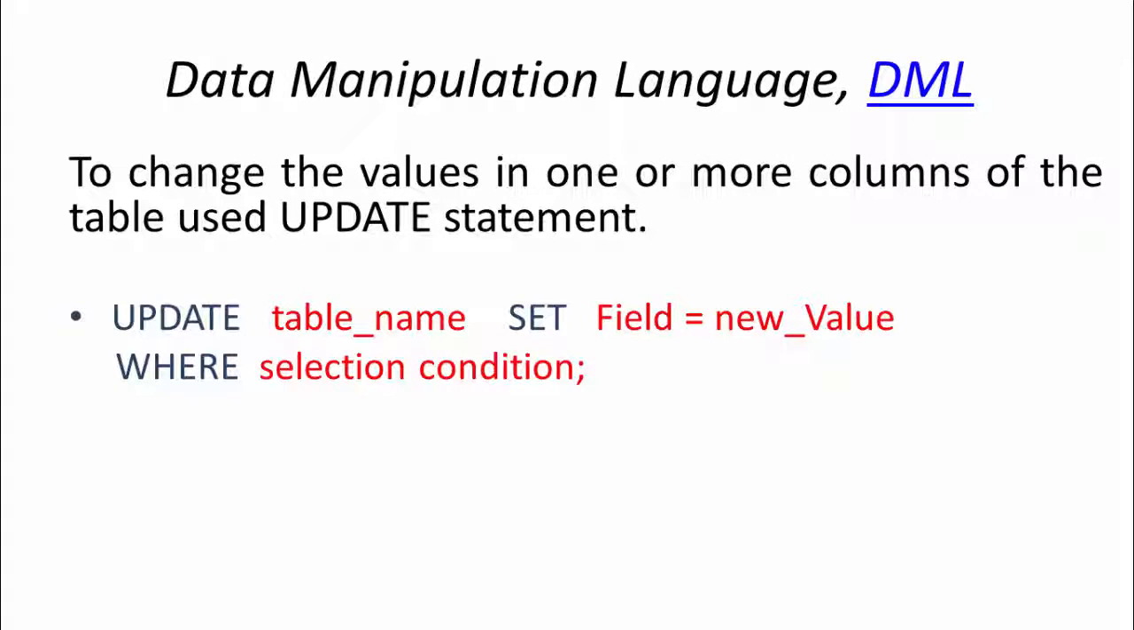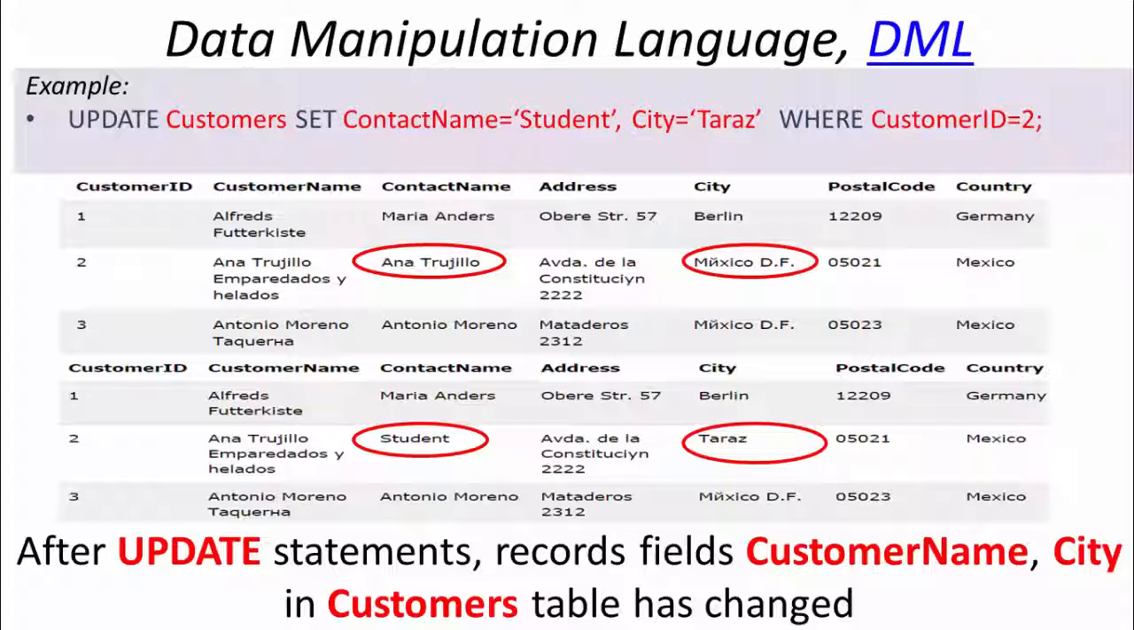Second operator. To change the values in one or more columns of the table, use the update statement. Update table name, set field equal new value where selection condition. For example, update customers, set contact name equal student, city equal Taras, where customer ID equal 2. After the update statement, the customer name and city fields in the customers table have changed. You can see in this example how the record for customer ID 4 changed to student and Taras.